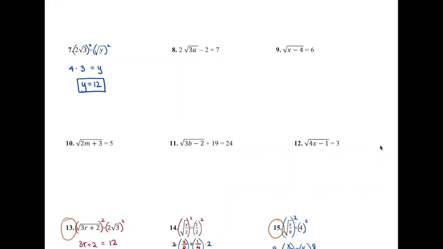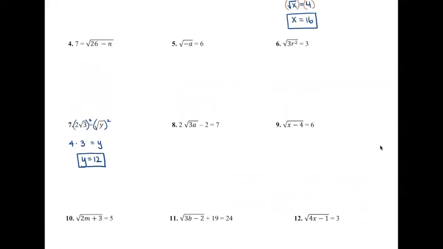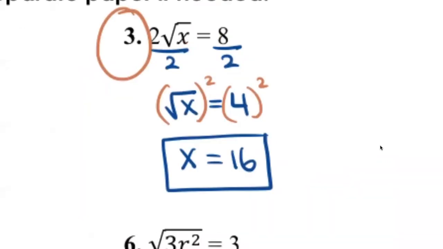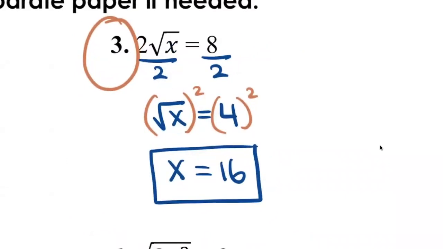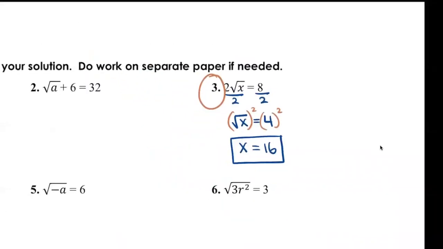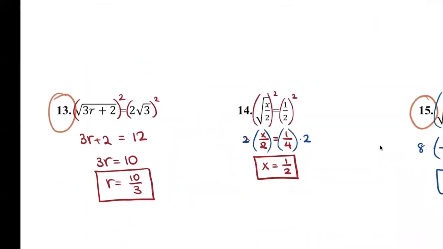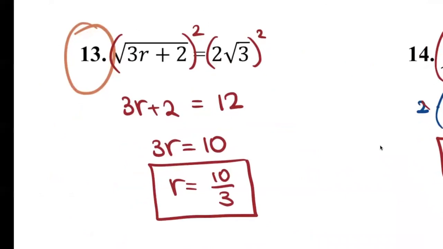All right, so if you're ready, here are the answers for those 3 problems. So number 3, answer was 16. X is equal to 16, and there's my work. Isolated the radical, and then squared both sides. All right, and then number 13, I got 10 over 3, 10 over 3. So that was my work there.